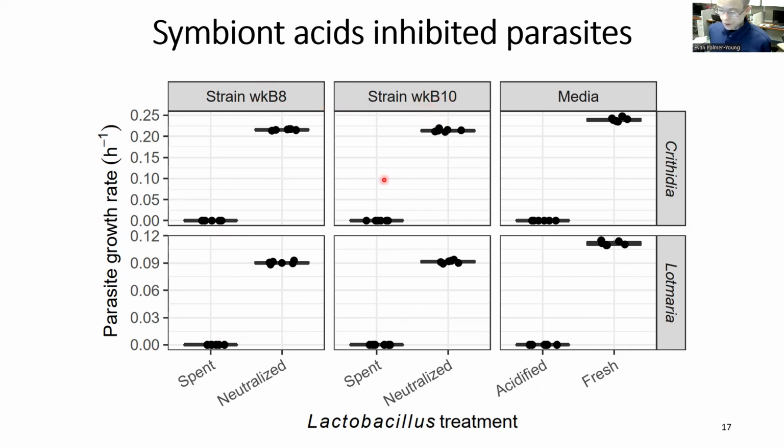However, neutralization of that spent medium back to the pH of fresh media restored parasite growth almost completely. And that was the case for both of the trypanosomatids, illustrating that acidity of the spent medium was necessary for parasite inhibition. Conversely, acidification of the fresh media, shown in this right panel, to the pH of the spent media reproduced the inhibitory effects of that spent media, showing that acidity alone was sufficient to reduce parasite growth.